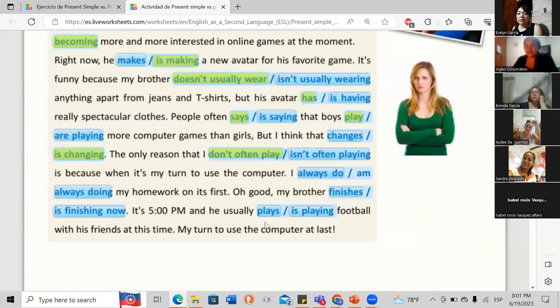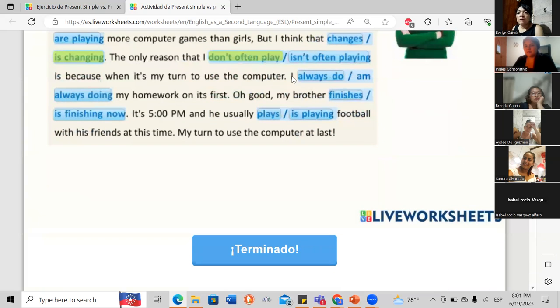I always do, or I am always doing my homework on it first. Which one is it? Volunteers? Always do. I always do, okay? Always means yo siempre hago eso, okay? I always do my homework on it first. Oh, good. My brother finishes or is finishing now? It's finishing now.